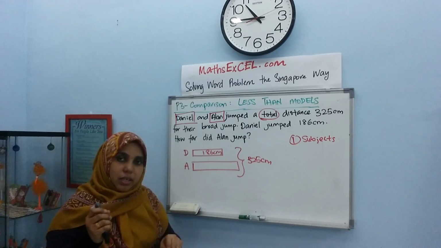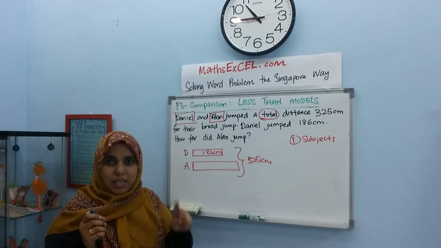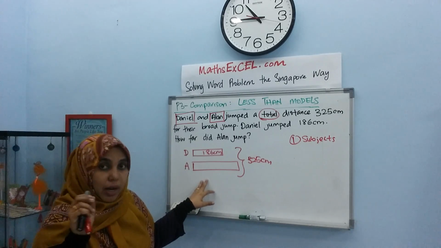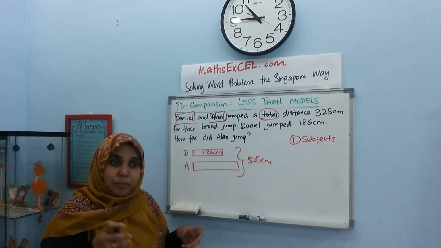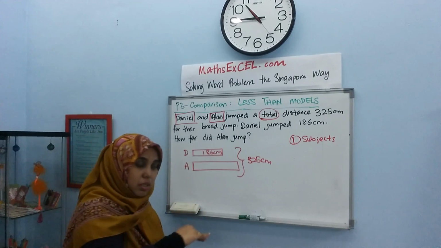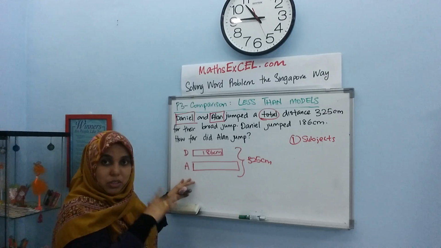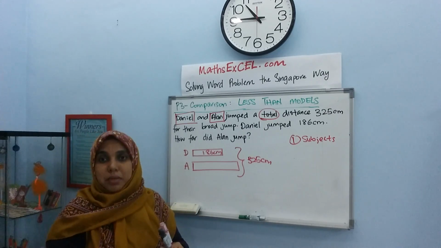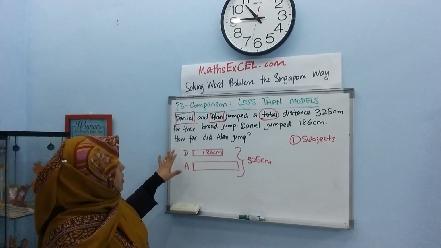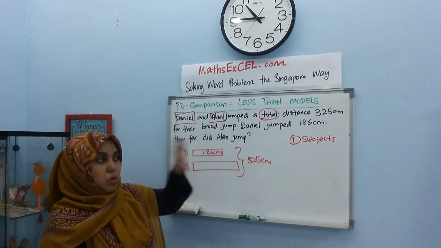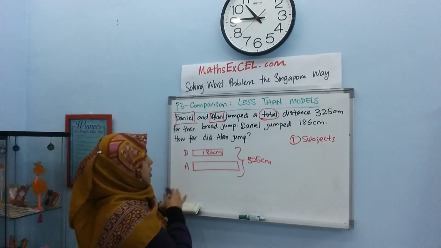That is why here in Maths Excel, we always emphasize to our students to draw the model with pencil. Why? Because if there is an error, it's easier for them to erase. Okay, let's go through it again. This is actually not the right model, to be honest, but I'll go through it first, then I will highlight what I mean. Okay, so Daniel is 186 cm, total is 3 to 5. So by right, you want to find Alan.